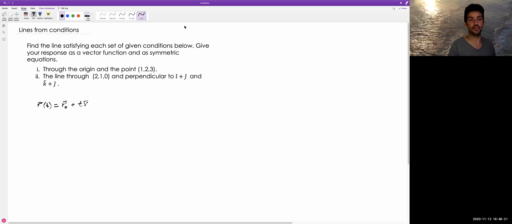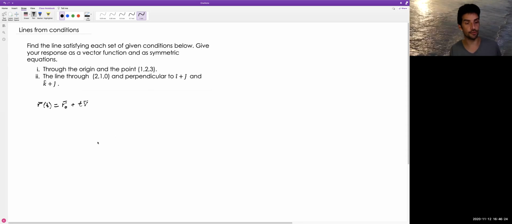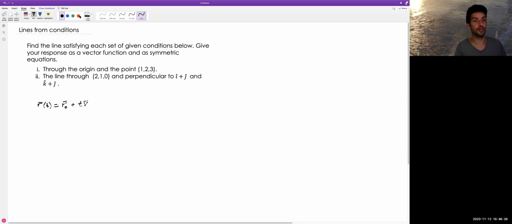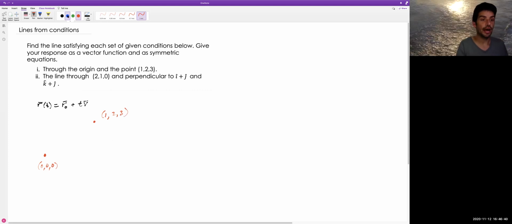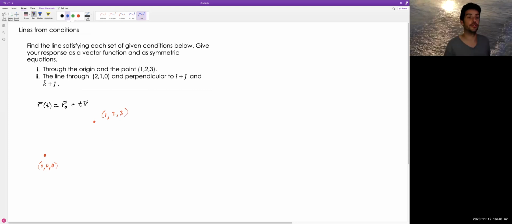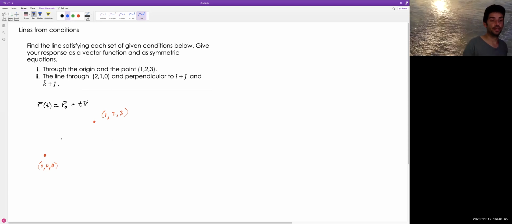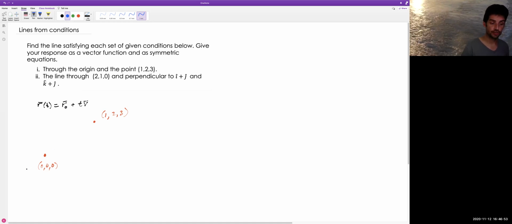So our first set of conditions is through the origin and the point 1, 2, 3. So there's my origin 0, 0, 0, and here's the point. I'm not drawing the axes because this gets messy quickly. This gives me everything I need already, because what do we need to write the equation of the line? We need to know one point on it. I've got two of them here because the line's going to go, let me draw this in, through these two points. So both of these have to be points on the line.